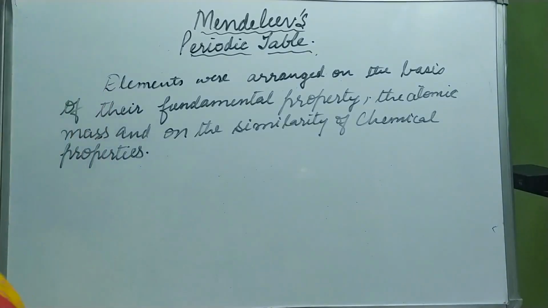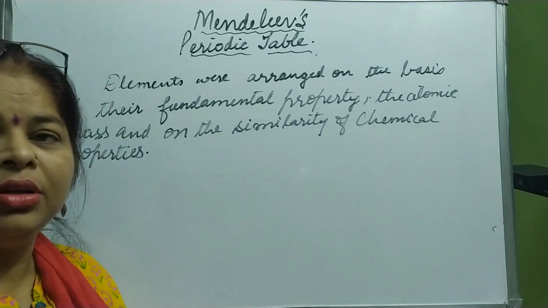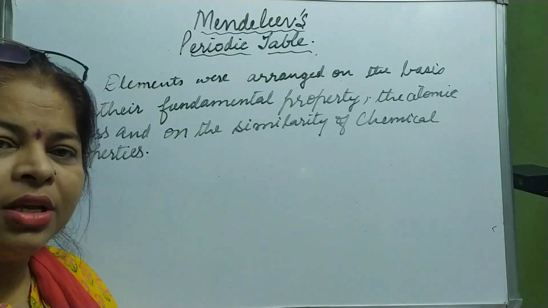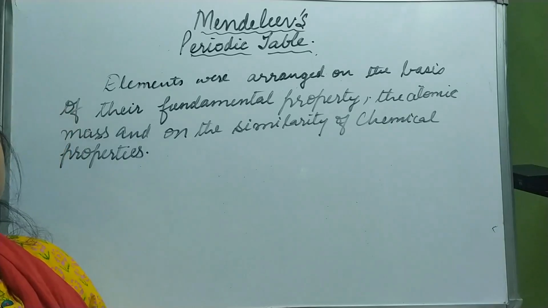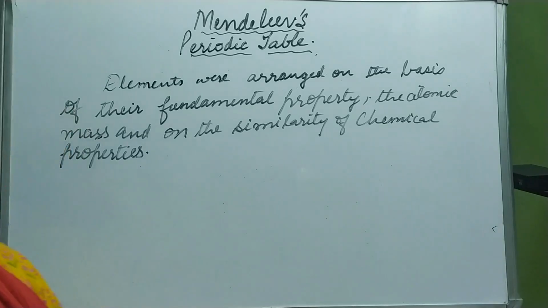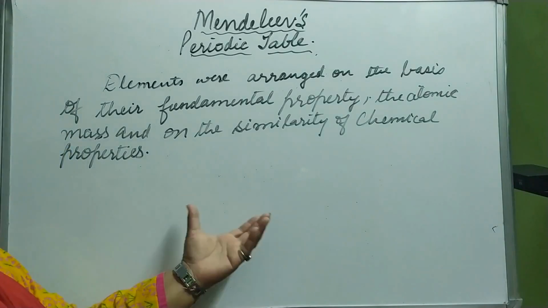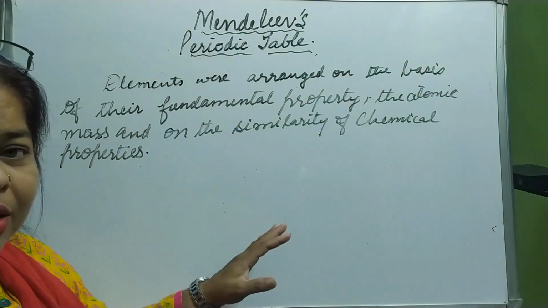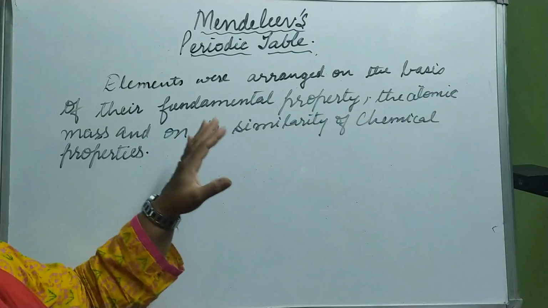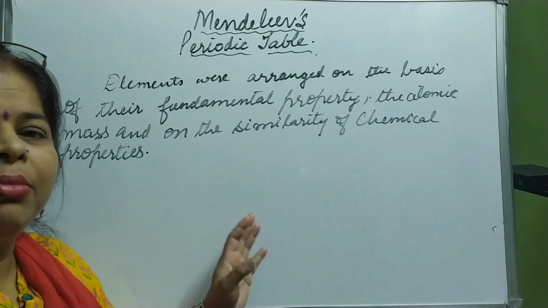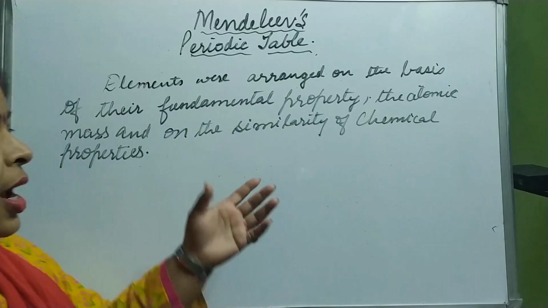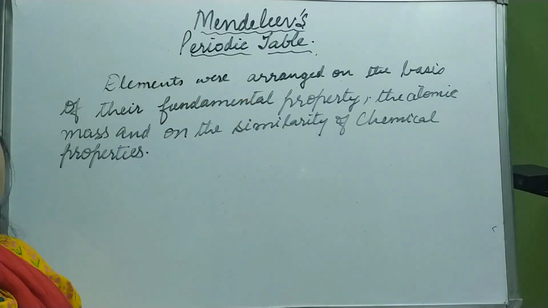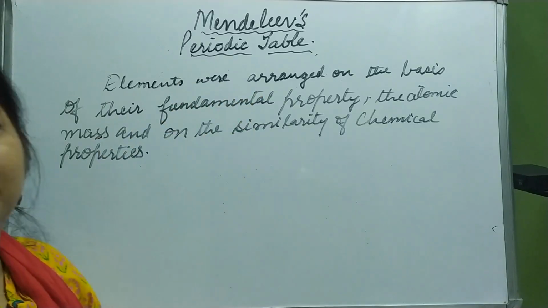Today we are going to study about Mendeleev's periodic table. By now we have learned about Dobereiner's law of triads and Newlands' law of octaves. And these laws could not give what was required. So they were a failure. They could not succeed. As a result, Mendeleev came up with his ideas and he postulated and gave a periodic table which was known as Mendeleev's periodic table.